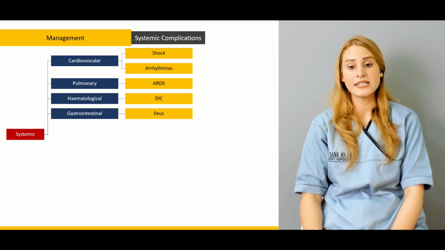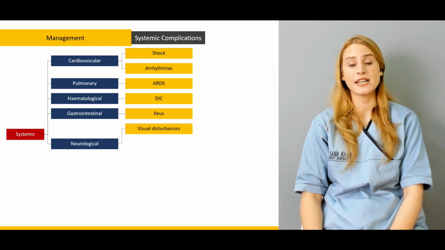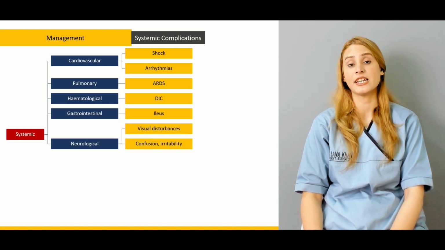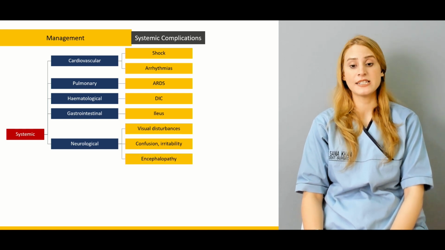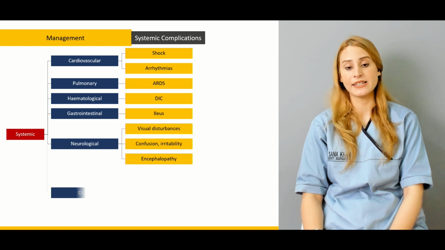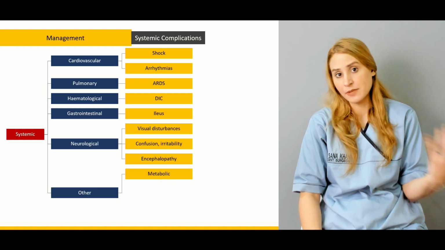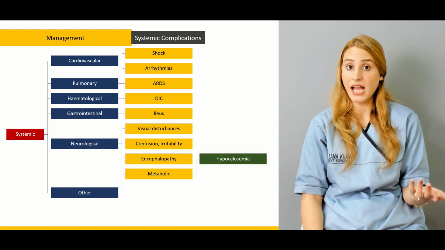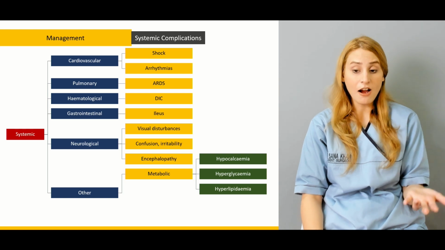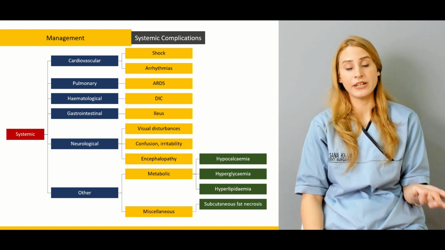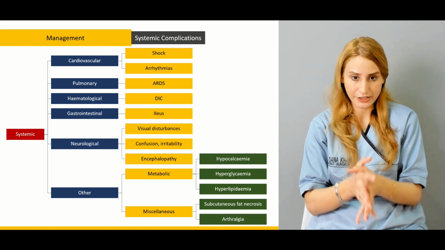GIT, there would be ileus, there would be peritonitis. Neurological status, can be visual disturbances, the patient can be in septic encephalopathy, confusion, irritability, already told you about the encephalopathy, and other metabolic complications. There can be metabolic acidosis, hypocalcemia, hyperglycemia, hyperlipidemia, and others like subcutaneous fat necrosis, and arthralgias.